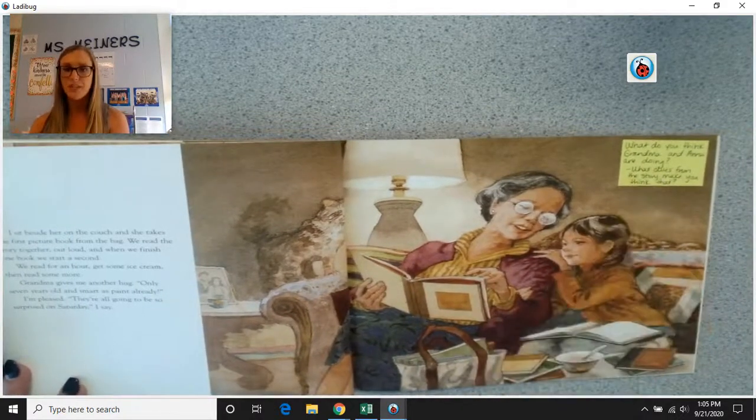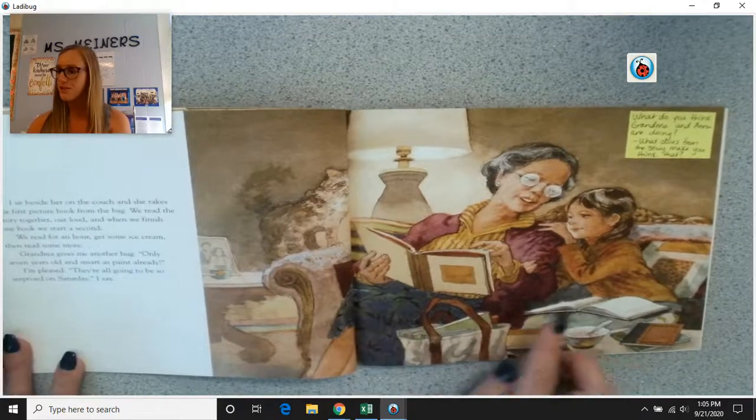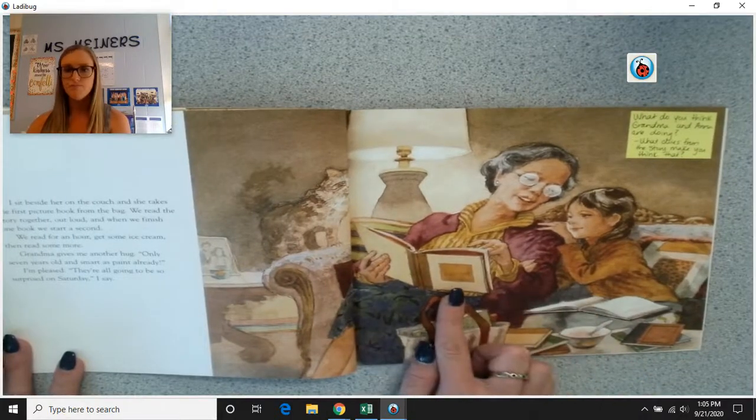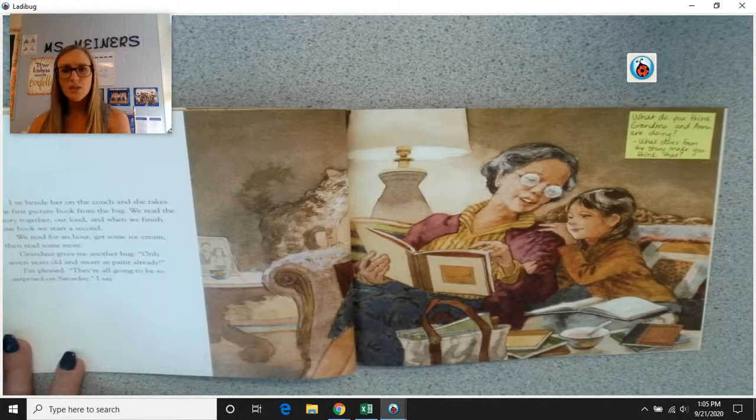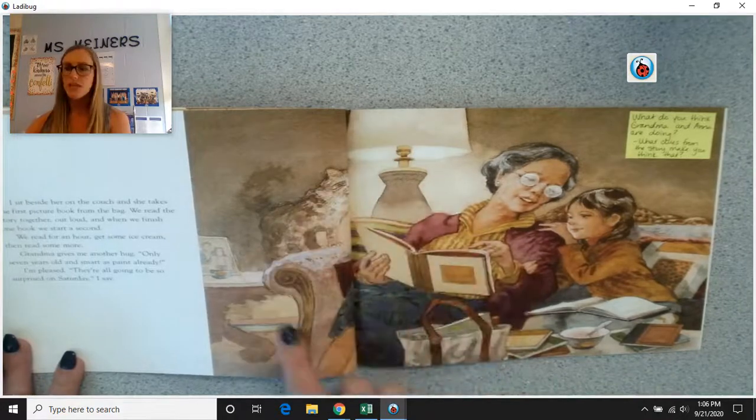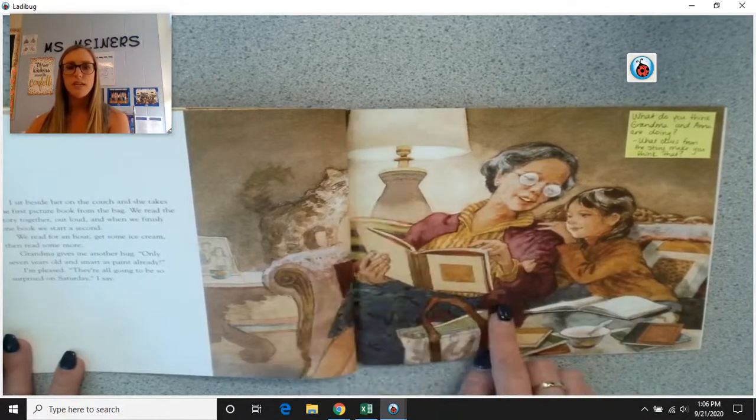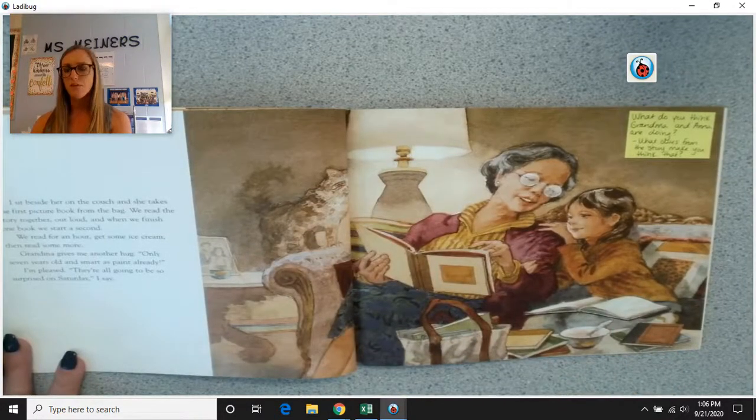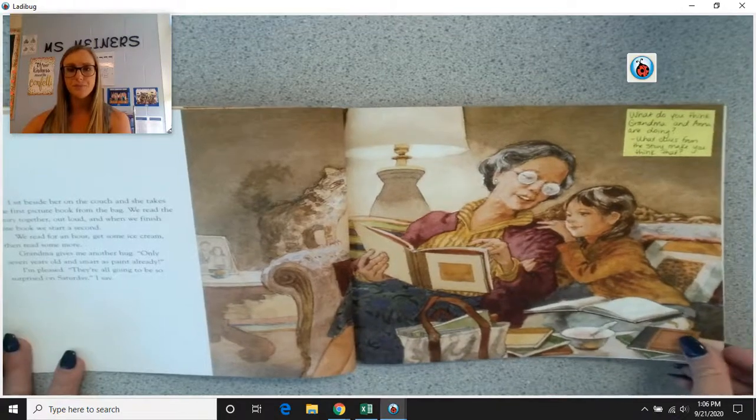So we've got a question here. What do you think Grandma and Anna are doing? Let's look at our picture. What does it look like they're doing? And what clues from the story make you think that? So once you figure out what you think they're doing, what in this illustration makes you think that? Look very closely at the illustration.